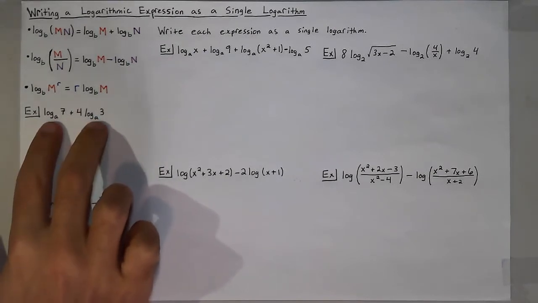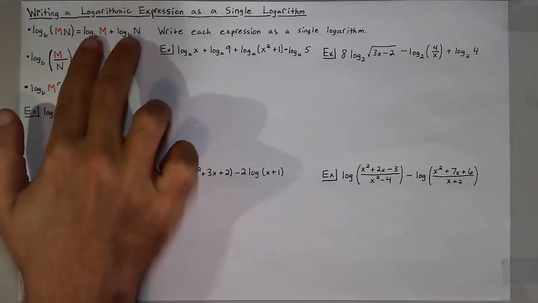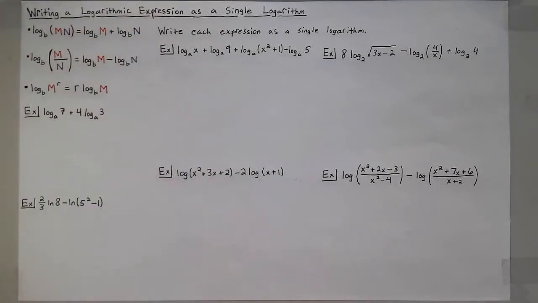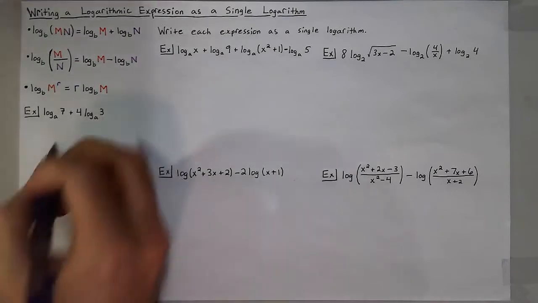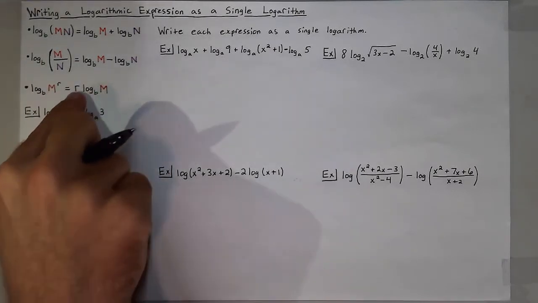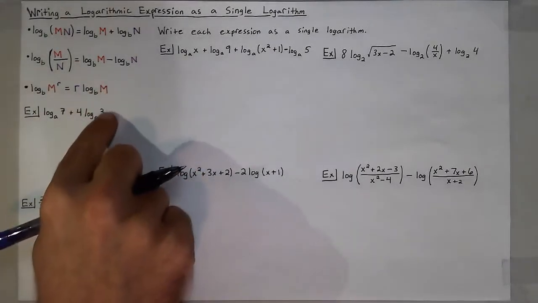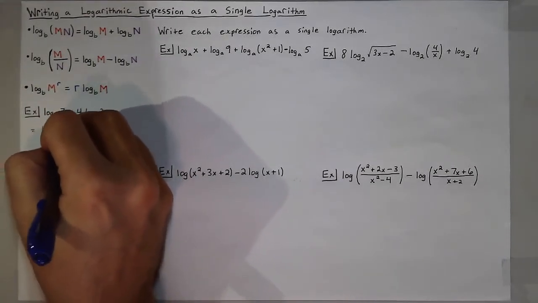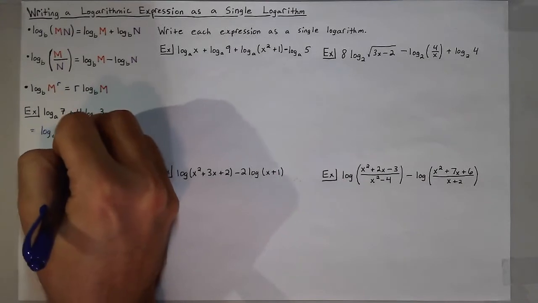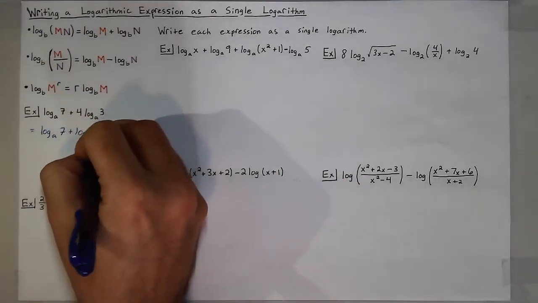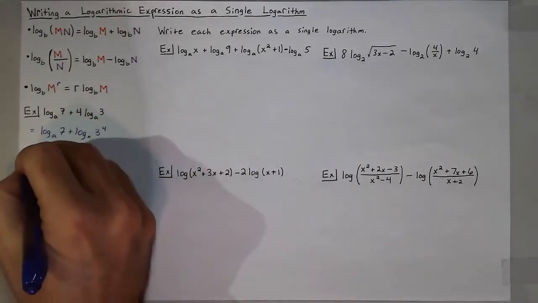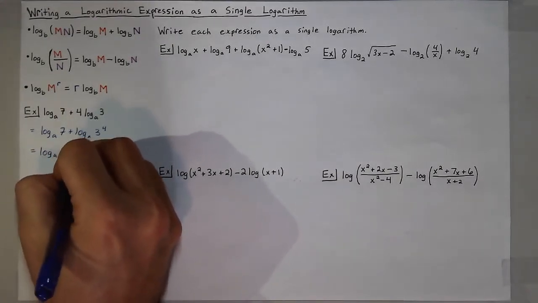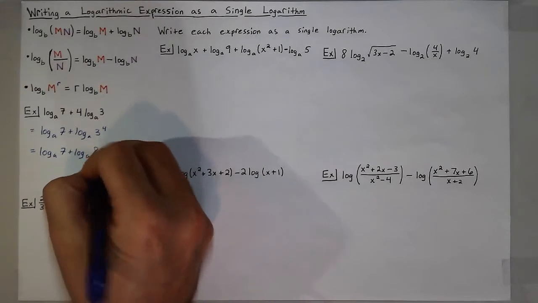Right now they do have the same base, but they can't be combined with that first property until I take care of that 4 that's in front of the log base a of 3. So using the last property, I'll move that number into the logarithm as the power for 3. So I'll have log base a of 7 plus log base a of 3 to the 4th. 3 to the 4th is 81, so I'll have log base a of 7 plus log base a of 81.